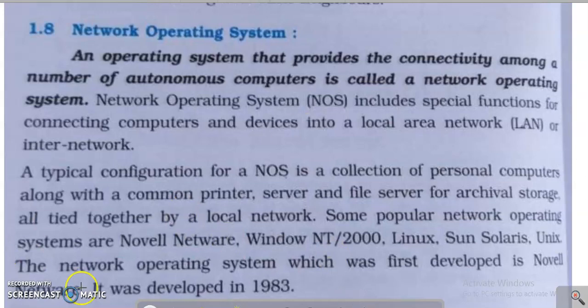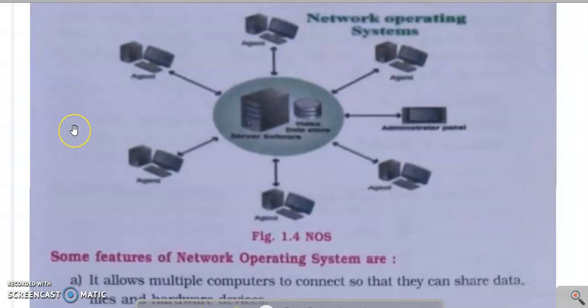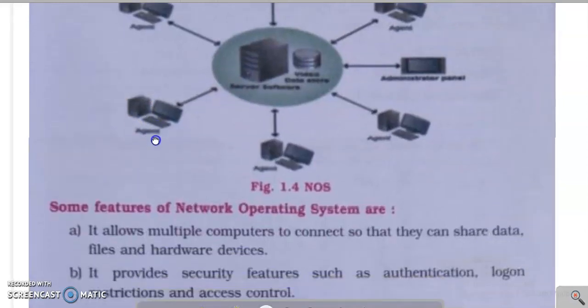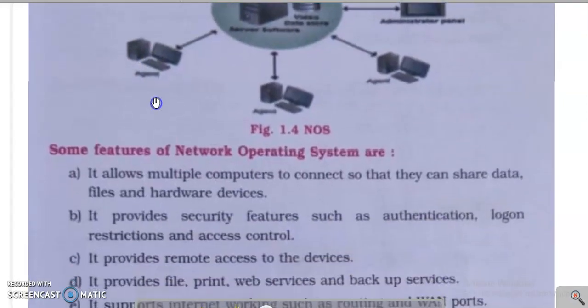Some popular network operating systems are Novell Network, Windows NT 2000, Linux, Sun Solaris, Unix. The network operating system which was first developed is Novell Network. It was developed in 1983. This is a diagram of a network operating system. Here we can see a central computer surrounded by all those workstations, and the server has got a network operating system. Some features of a network operating system are: it allows multiple computers to connect so that they can share data, files, and hardware devices.